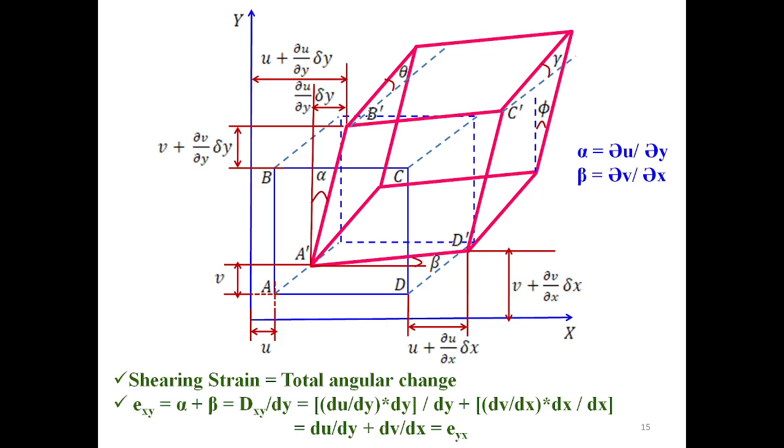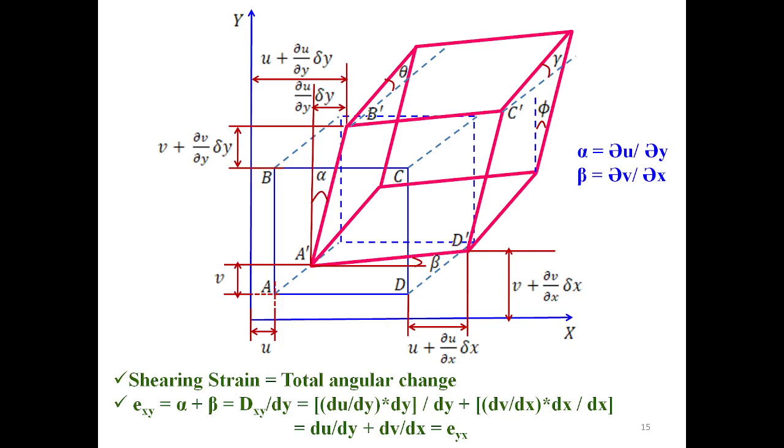So in this picture, A, B, C, D is the original element. After deformation, the point A is displaced by U along the x-axis and V along the y-axis. Let the point B be displaced along the y-axis by V plus dV by dy into dy, and along the x-axis by U plus dU by dy into dy. Similarly, the point D is deformed along the x-axis by U plus dU by dx into dx, and along the y-axis by V plus dV by dx into dx.